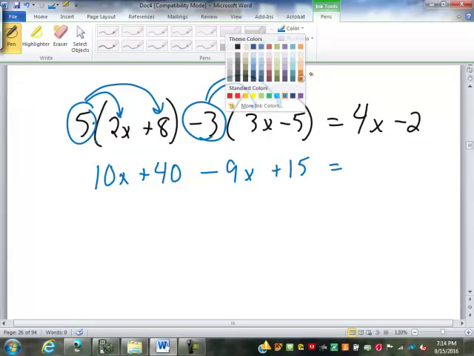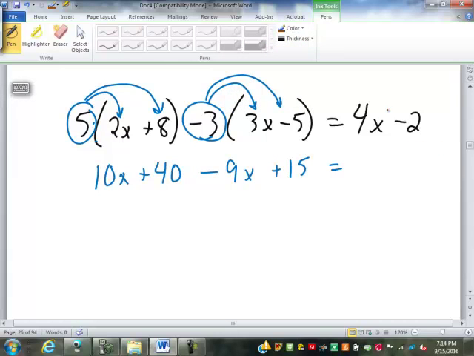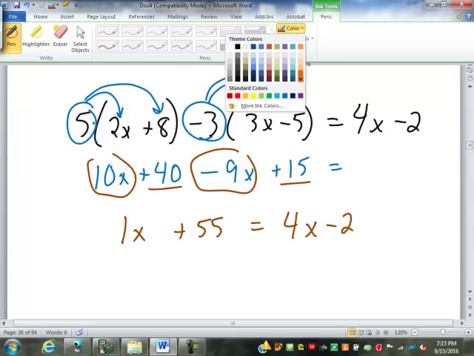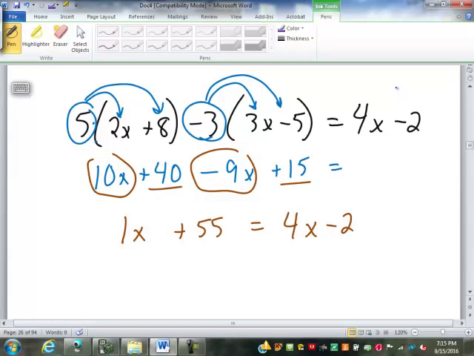Now there's still stuff I can combine over here. What more can I combine? 10x and negative 9x makes 1x, or just x I could put. Anything else? 40 and 15 make a positive 55. 4x minus 2. Now what?